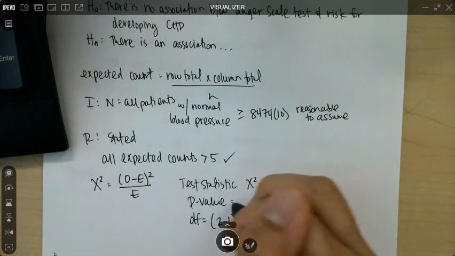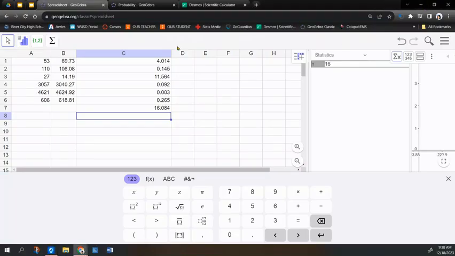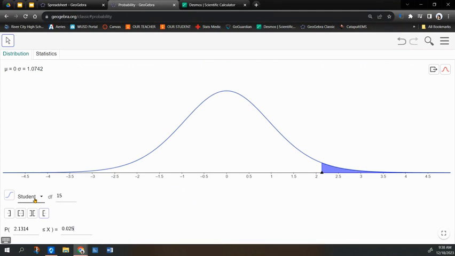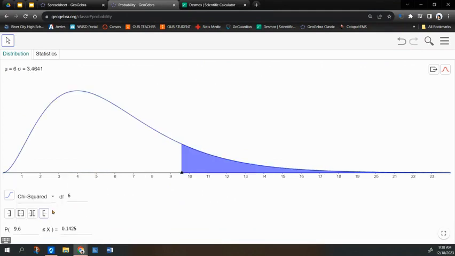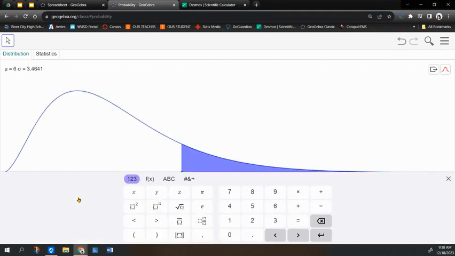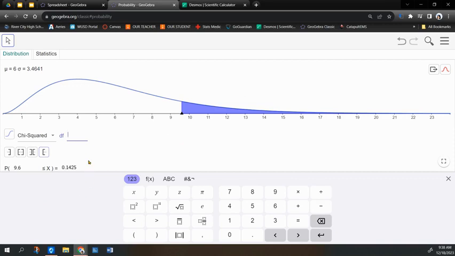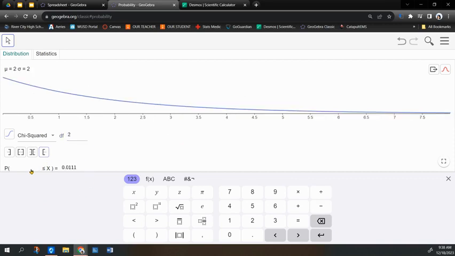All right, so now let's get our p-value. So p-value, we need to use our probability calculator. We're going to use the chi-square test. We always choose greater than. Our degrees of freedom is going to be 2. And then we type in our test statistic here, 16.084. So we get a p-value of 0.0003.